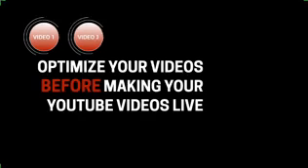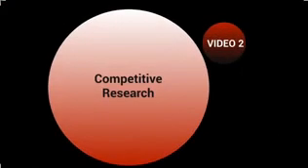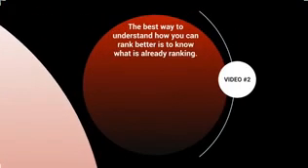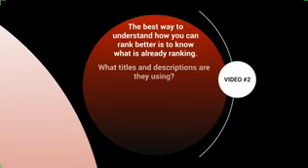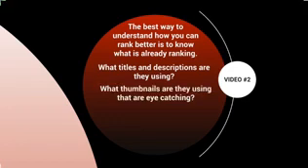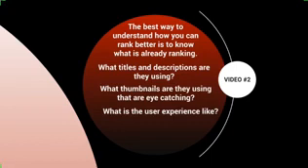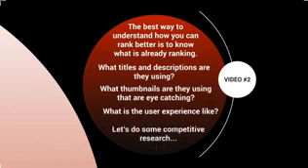Hello and welcome back. This is video number 2. So let's talk about competitive research. You see, the best way to understand how you can rank better is to know what is already ranking in your niche or your market. So what we want to do here is analyze the videos that are on the top. And I want you to specifically look at what titles, what descriptions they are using, and what thumbnails they are using that are eye-catching. And what is the user experience like when you click through those videos? So let's go ahead and do some competitive research.